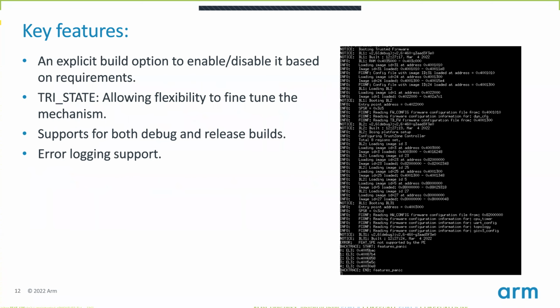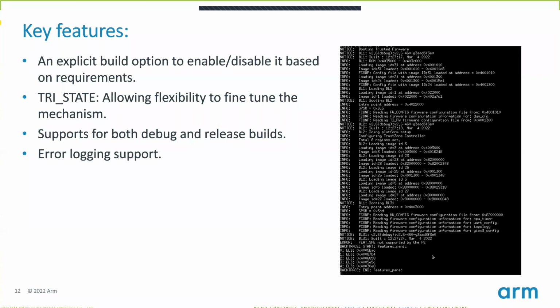Summarizing all together, these are the key features of this mechanism. Right now we are introducing this with a build option. We allow the platform to enable this entire feature detection mechanism by providing a build flag so that they can enable or disable it based on their requirements, because it's a kind of diagnostic method. And we are introducing it with a tri-state approach, so we allow the flexibility to fine tune based on the requirements. One more thing is we provide support for both debug and release builds. Instead of assert, we are introducing the panic option so that it can support both debug and release builds. And finally, we provide some minimum error logging support.